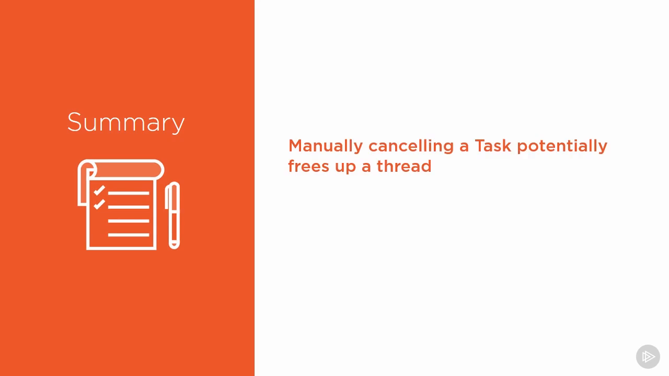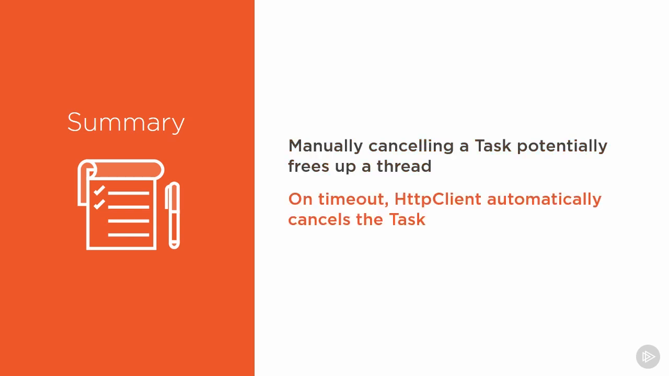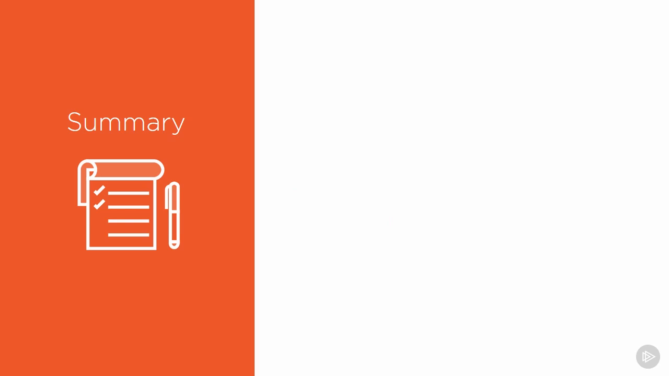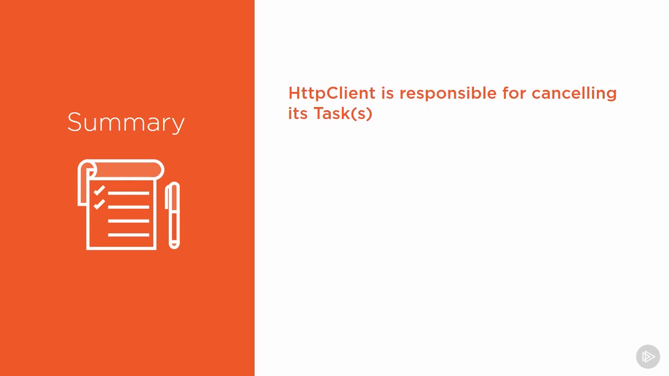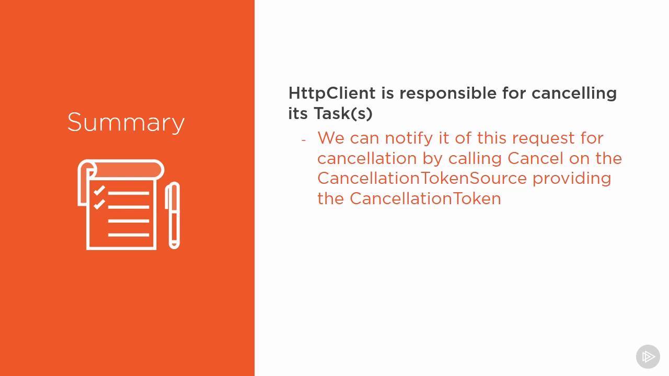Cancellation is important. Manually cancelling a task helps free up threads that are no longer required. Next to that, HTTP client will cancel the request itself when a timeout is reached. To allow cancelling a task, we pass through a cancellation token when making our request. The moment we call cancel on the cancellation token source that produced the token, we signal HTTP client that it should effectively cancel the request.